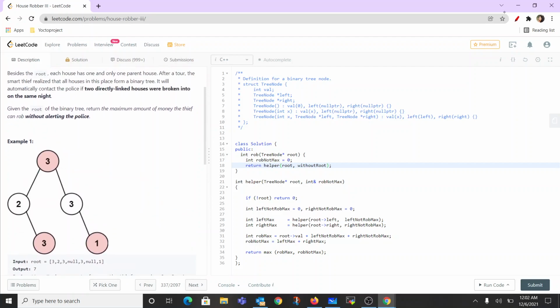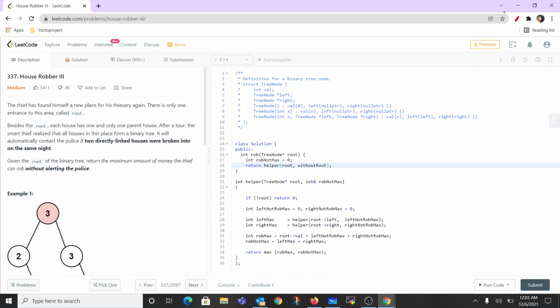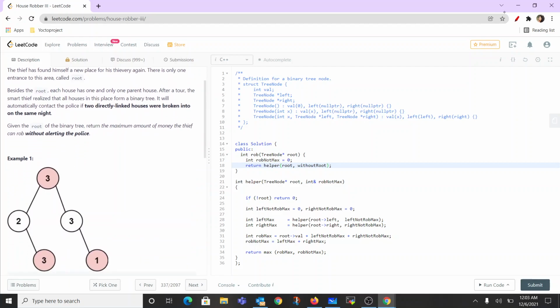So basically, this question is a DP on tree question, but let us first try this by using recursion on the tree, because we won't be using any sort of DP in this. We would be directly doing recursion on the tree.